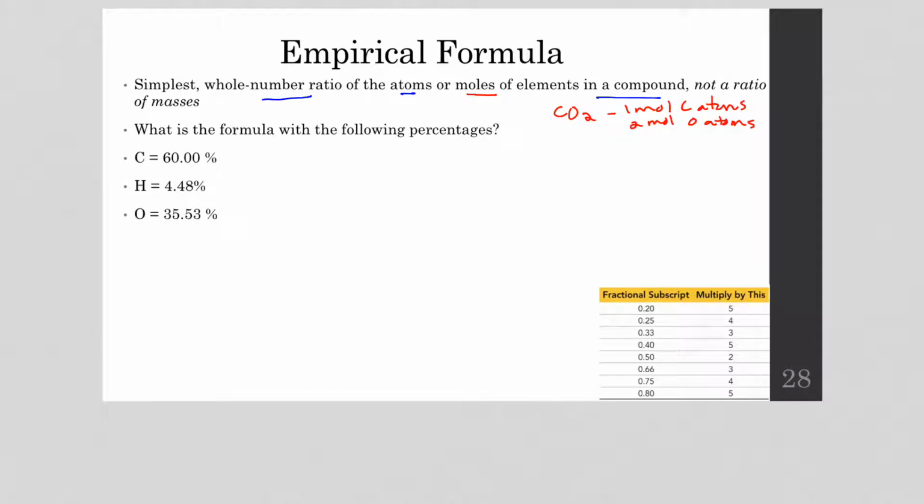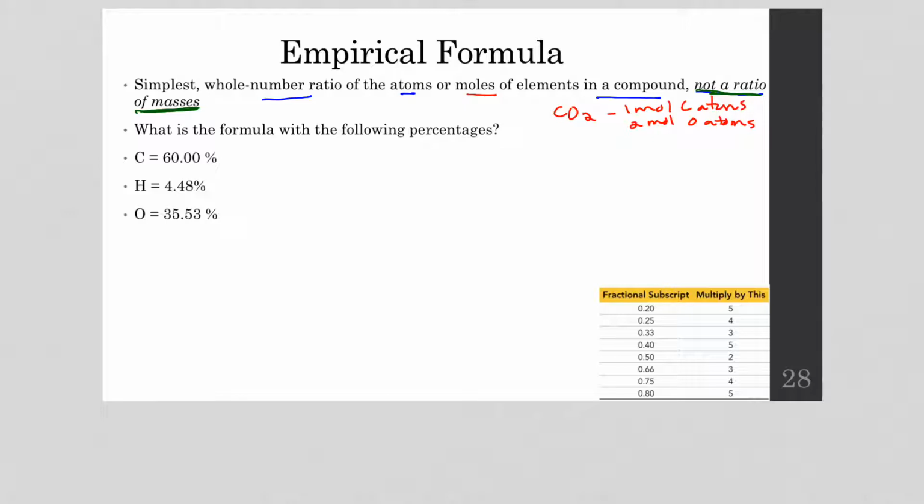Now, the other key thing to understand is these are ratios when we have a formula here, right? They're ratios of atoms or moles of atoms, right? They are not, I repeat, not, a ratio of masses, right? So we have to understand that they're telling me the makeup in terms of how many atoms of each element or how many moles of atoms of each element, not masses.